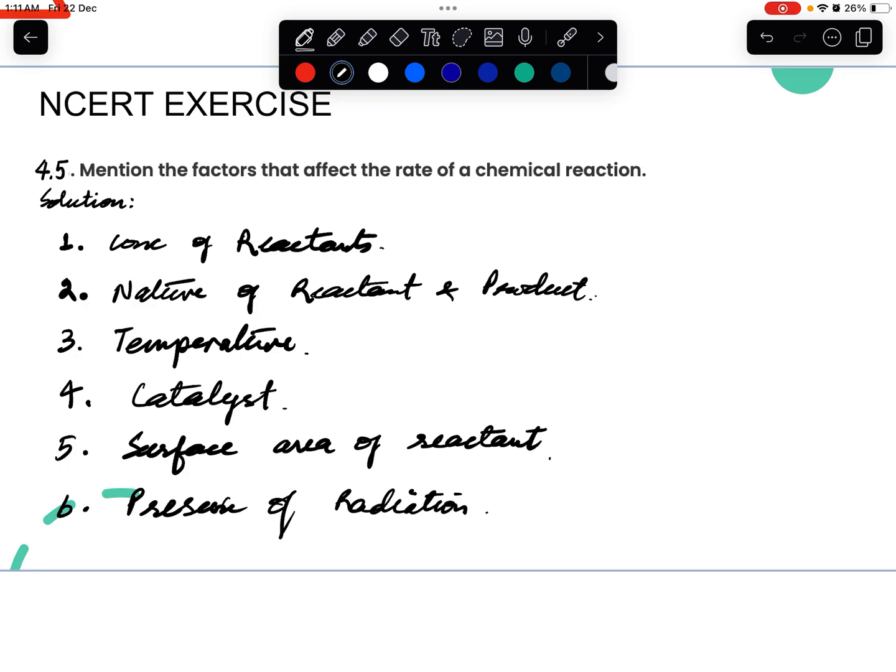We can give a clear example of a photochemical or photosensitive reaction. If we expose the reactants to sunlight, ultraviolet light, or radiation of a specific wavelength, we can change the course of the reaction. For example, the halogenation of alkanes, which is a substitution reaction, is initiated by exposure of the halogen to sunlight. These are photosensitive reactions. So this is all about the factors that affect the rate of a chemical reaction. This is all for today.